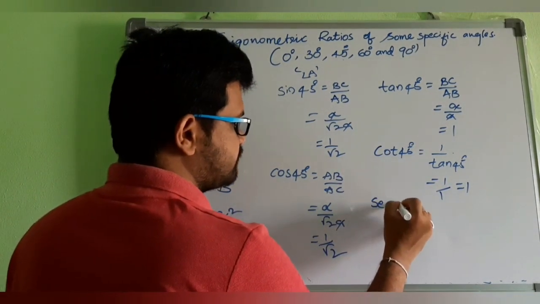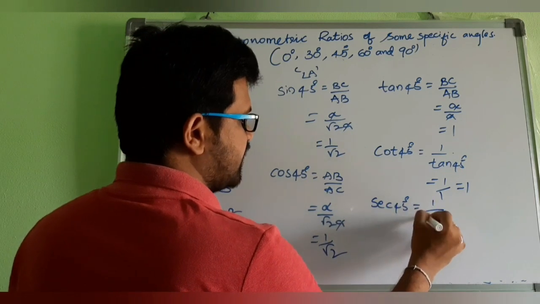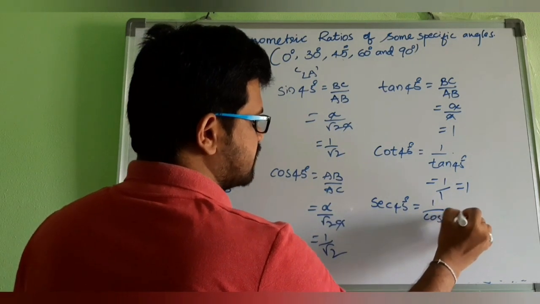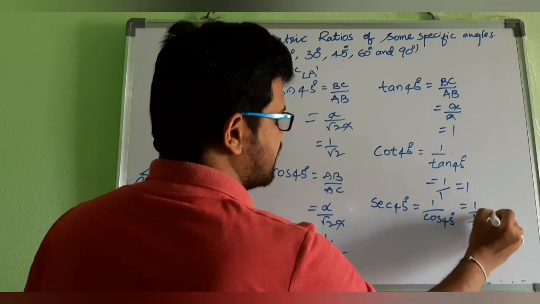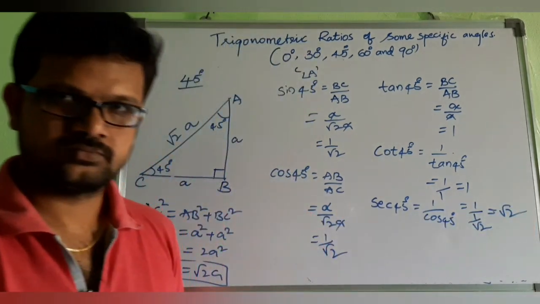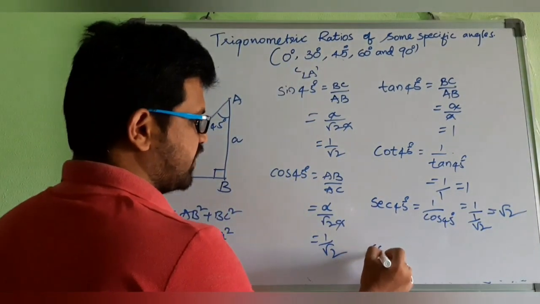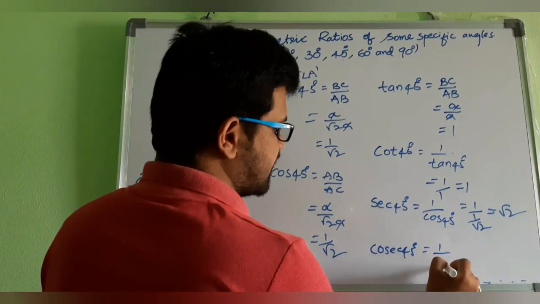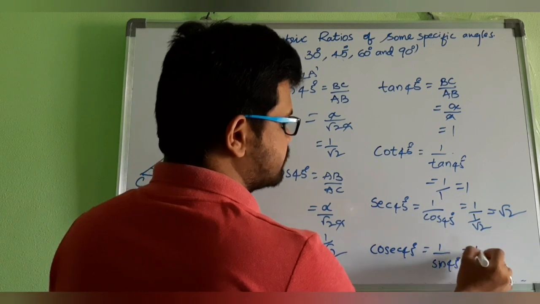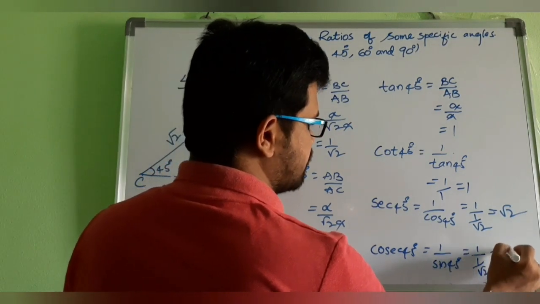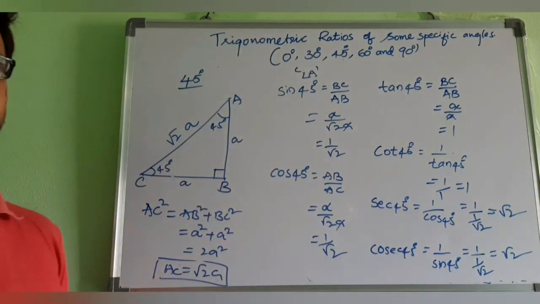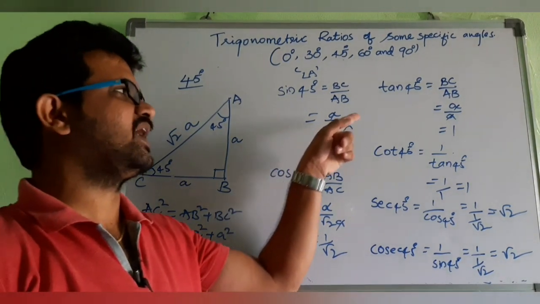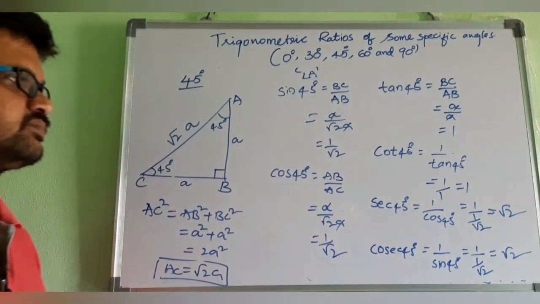Secant 45 is 1 by cos 45 degrees, that is 1 by root 2, nothing but root 2. Okay, and cosec 45 degrees is 1 by sin 45 degrees, that is 1 by root 2, that is also root 2. Okay, these are the trigonometric ratios of angle 45 degrees.